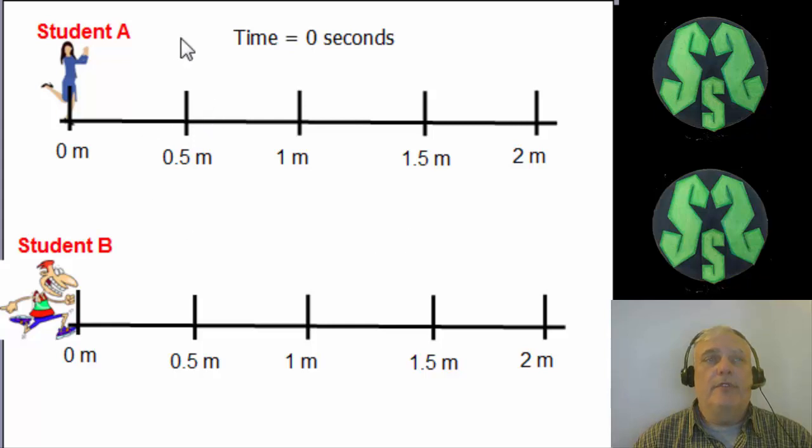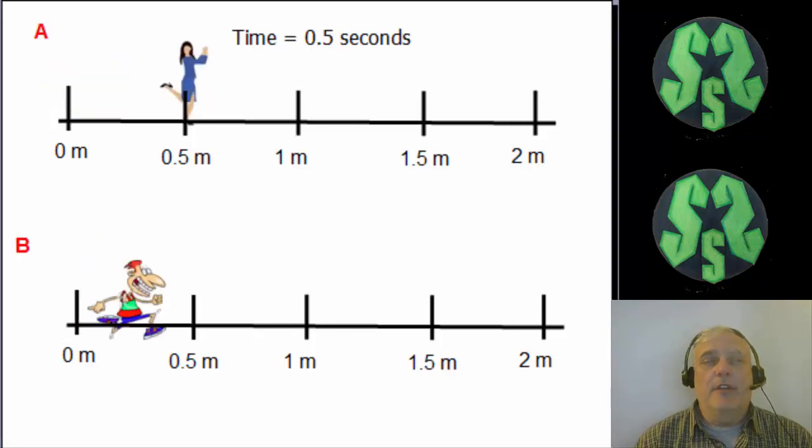Okay, here's a scenario. We have two students. Here's student A and here's student B. They're going to have a running race, and get ready for some amazing animation here. The race starts. Go. And here's runner letter A, and here's runner letter B. After half a second, after 0.5 seconds, runner A has traveled 0.5 meters, and runner B has traveled half of that, so 0.25 meters in 0.5 seconds.